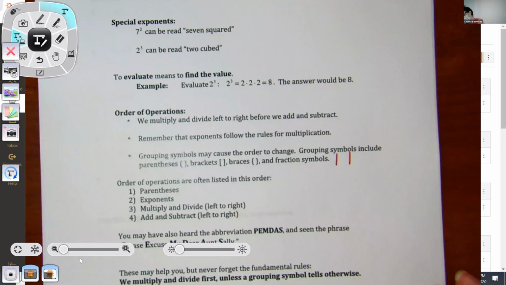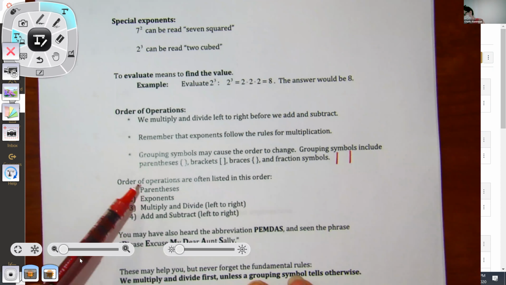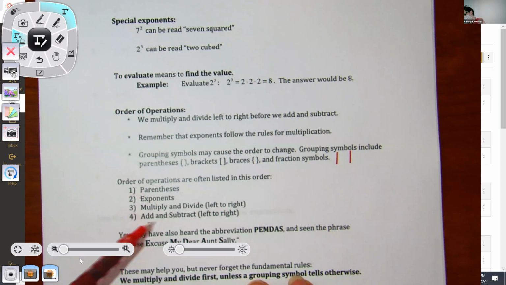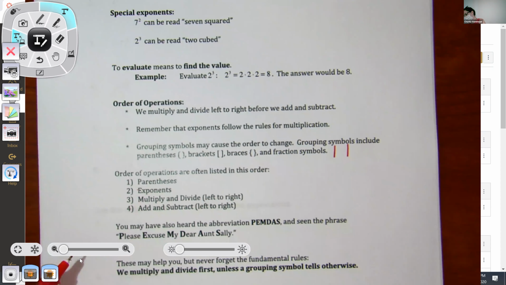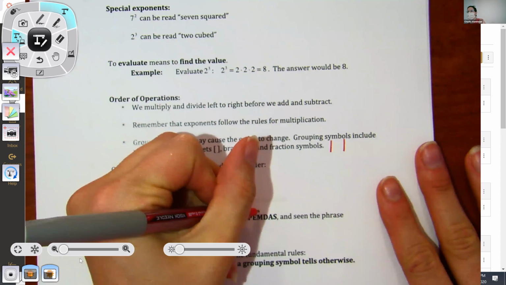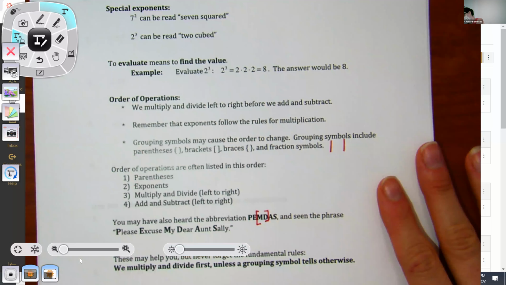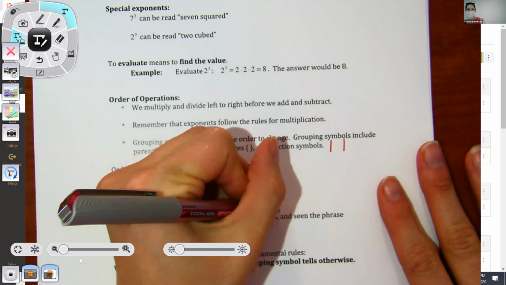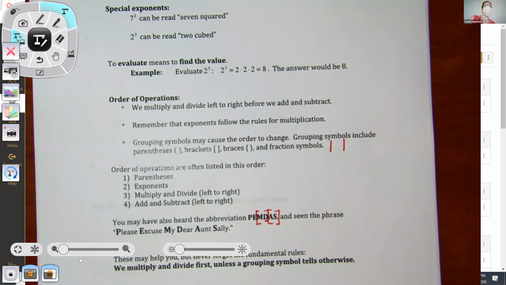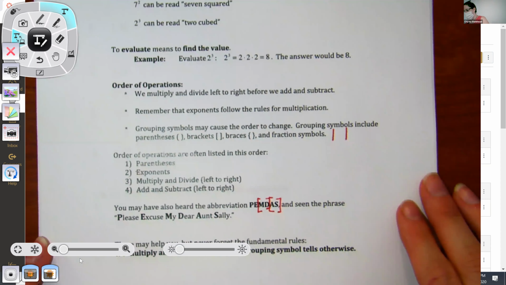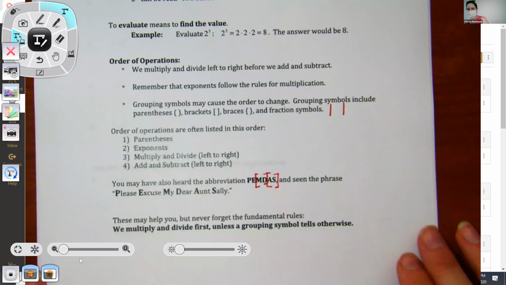So order of operations: first you do whatever is inside the parentheses, then exponents, then multiply and divide from left to right, and add and subtract from left to right. So there's PEMDAS, please excuse my dear Aunt Sally. The multiplication and division is one thing, and the addition and subtraction is one thing. With PEMDAS, a lot of people mistakenly believe that you have to multiply before you divide.